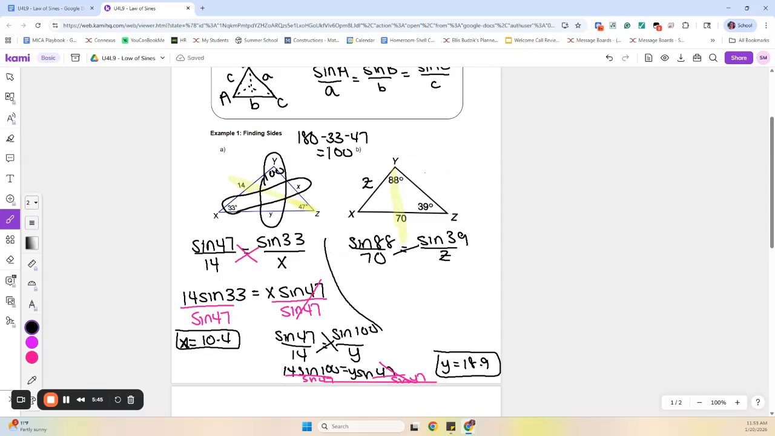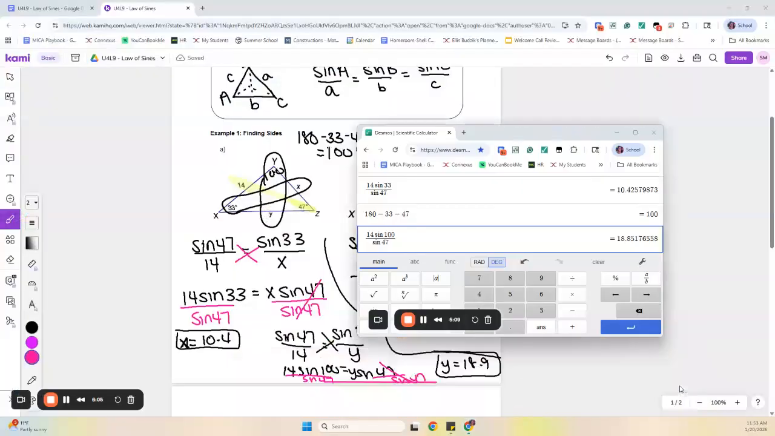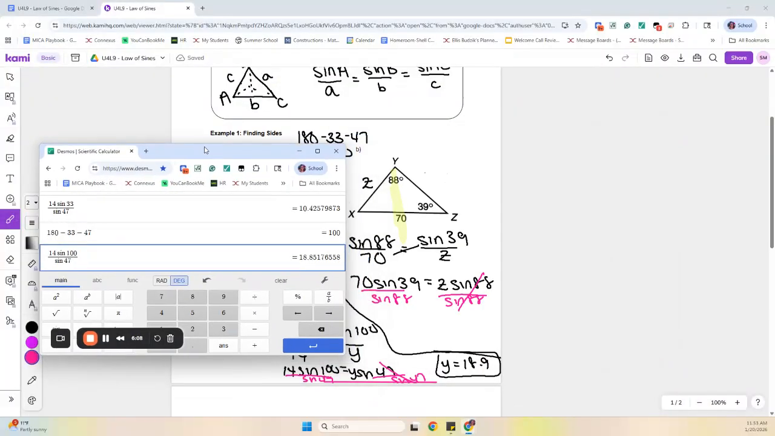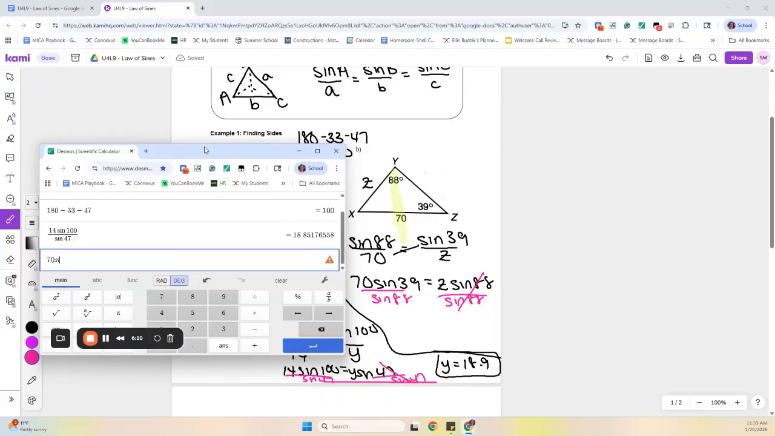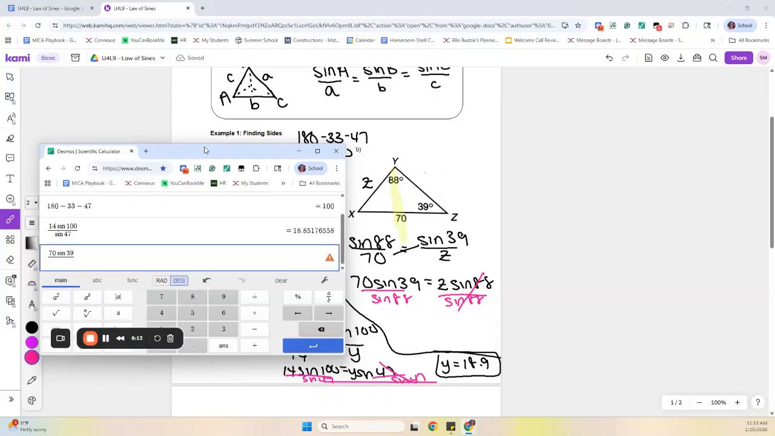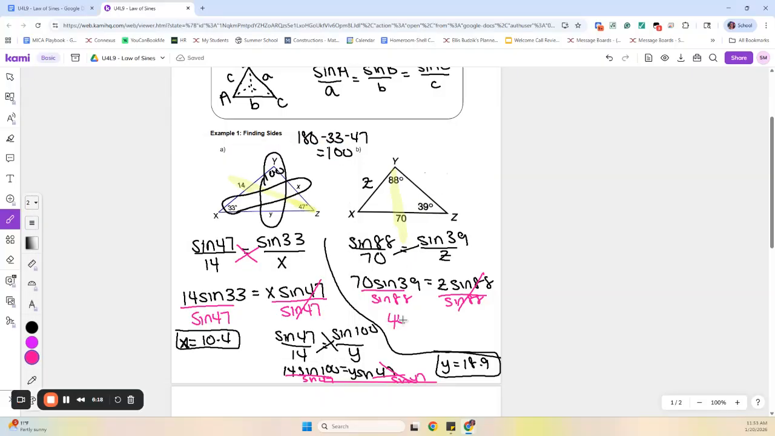Cross multiply, we get 70 sine 39 equals z sine 88. Divide out your sine 88, and then just enter that into your calculator. So we get 70 sine 39 over sine 88, and we get 44.1. So 44.1 equals our z. And that's your answer.